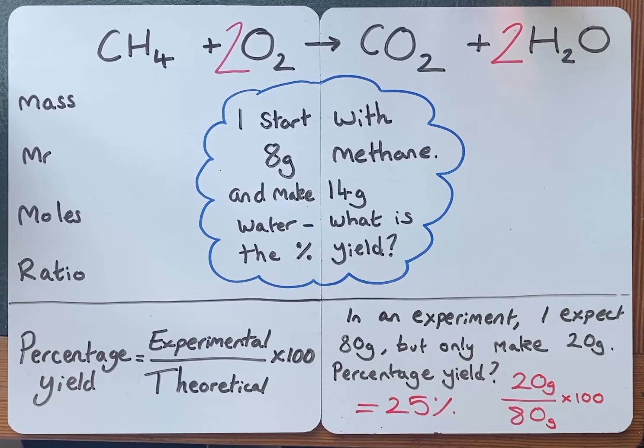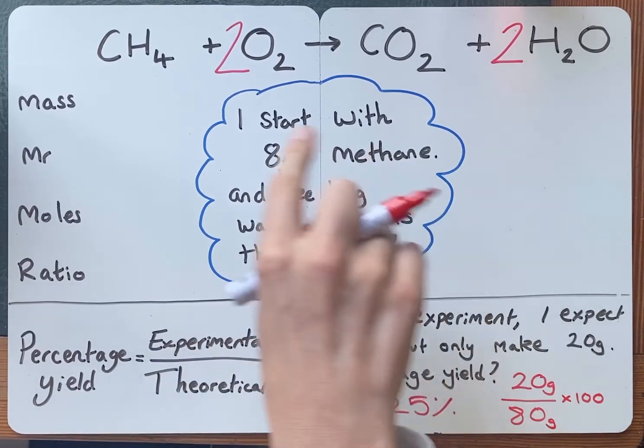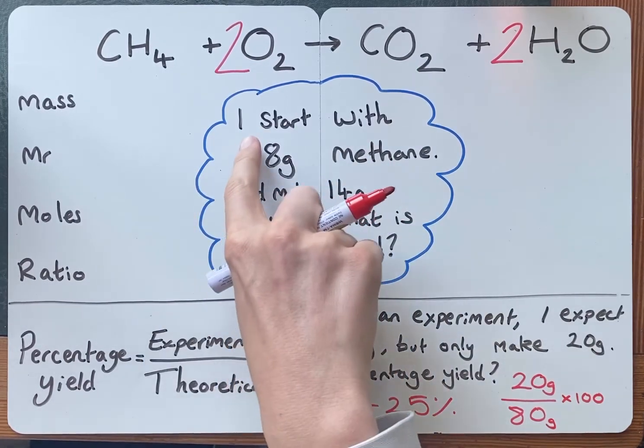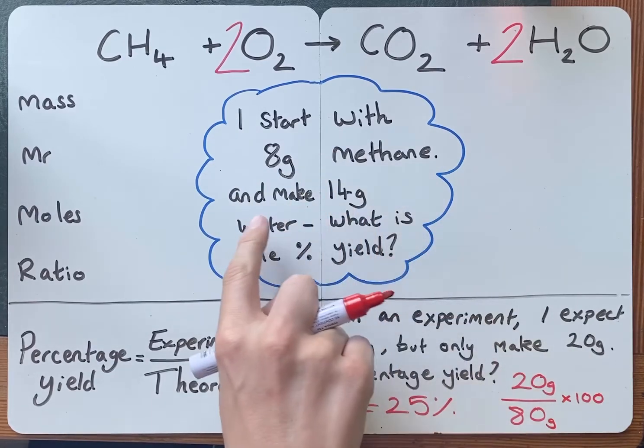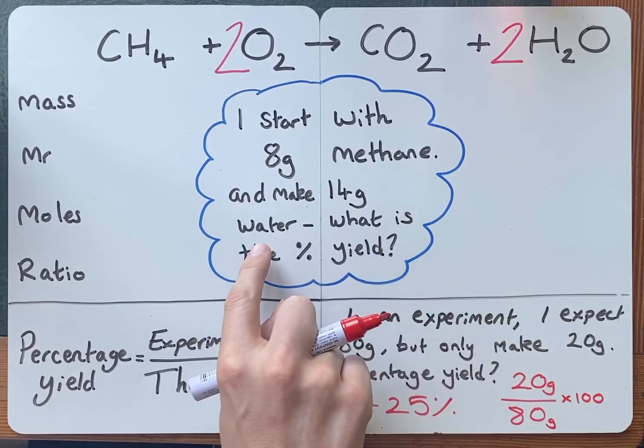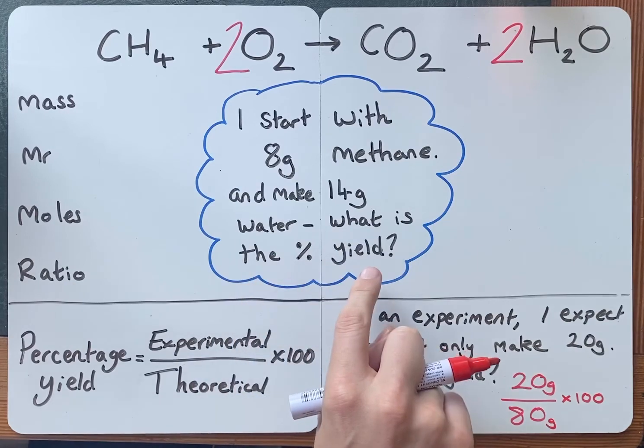That shows us that as we expected to make 80 grams, we only made a quarter of our expected. We only made 20 grams, which is 25%. Now let's combine it with a slightly harder equation, a reacting mass calculation, in this example up here. I start with 8 grams of methane and I make 14 grams of water. What is the percentage yield?